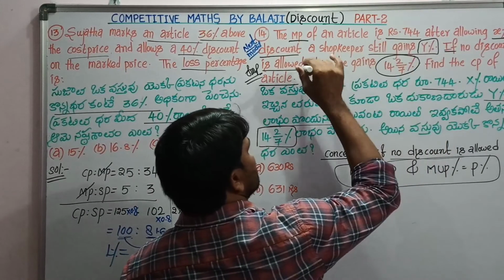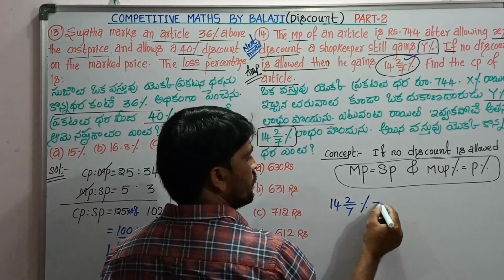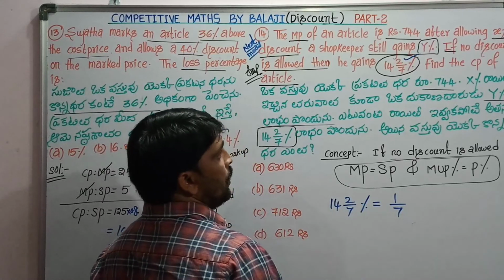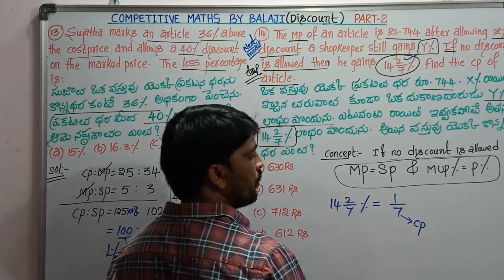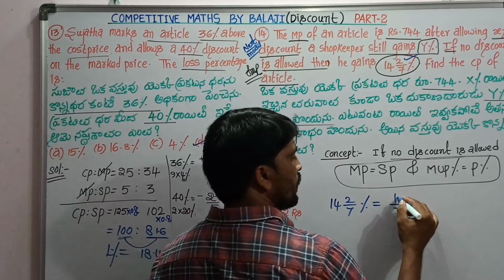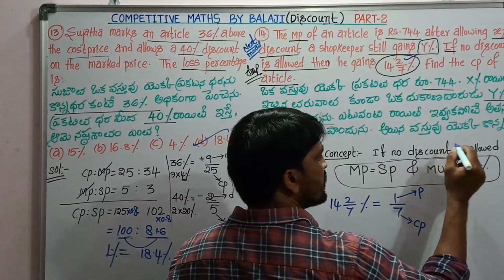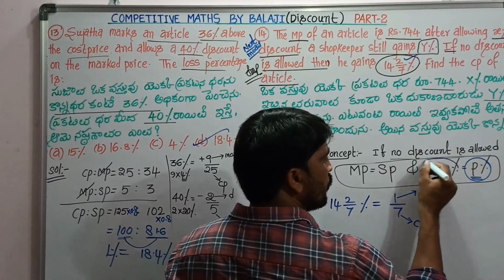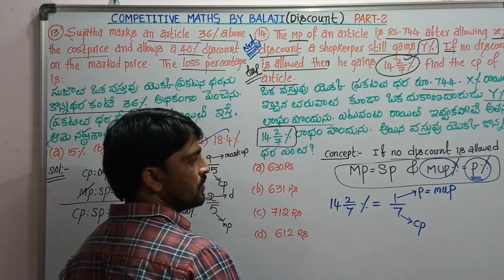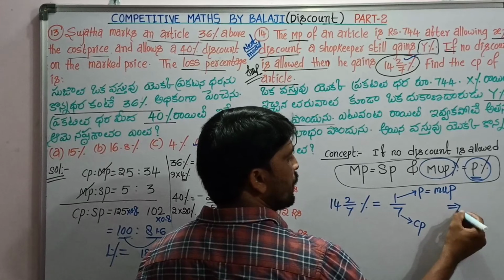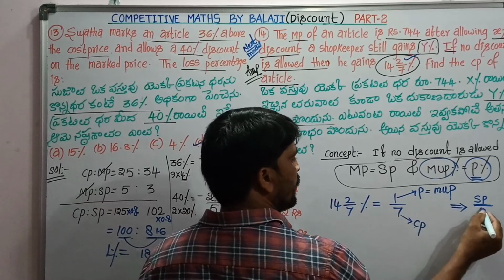If no discount is allowed, then he gains 14 whole 2 by 7% profit. The fraction value is 1 by 7. And profit is always calculated on cost price. If 7 units are cost price, then profit is 1 unit. But in this case, no discount is allowed, so profit percentage is equal to markup percent. So markup is also 1 unit. In this case, what is selling price? Selling price is cost price plus profit, 8 units.